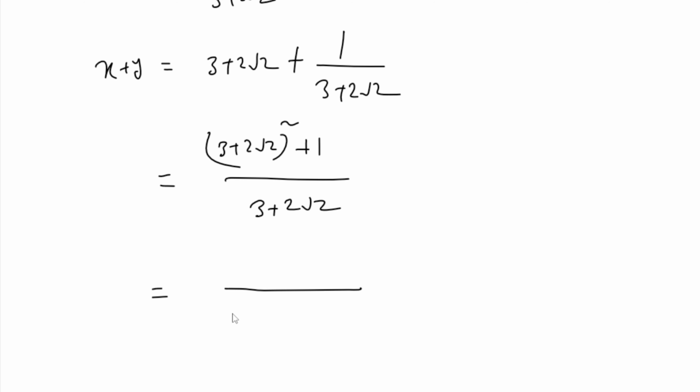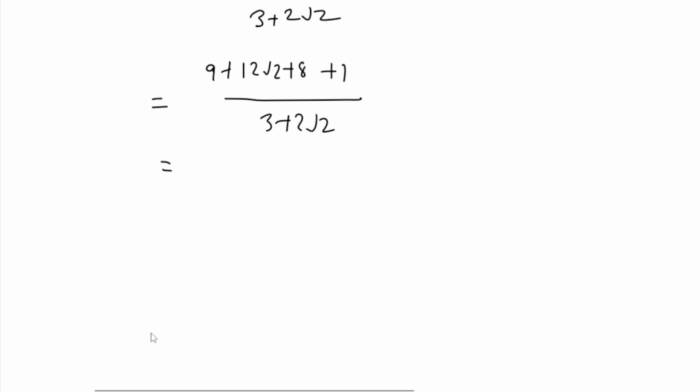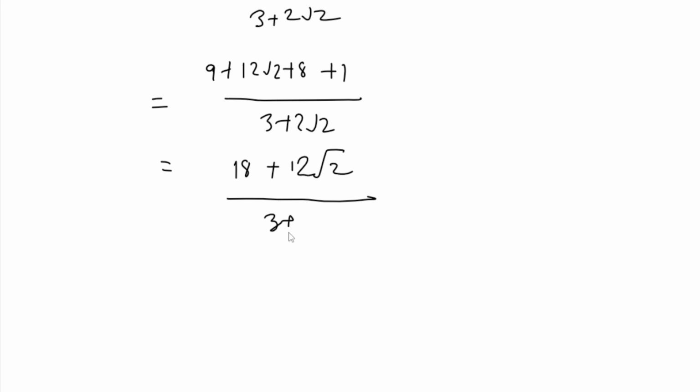So (3 plus 2 root 2) squared would be 9 plus 12 root 2 plus 8, plus 1. So the ultimate value would be 8 plus 1 is 9, 9 plus 9 is 18, 18 plus 12 root 2, divided by 3 plus 2 root 2.